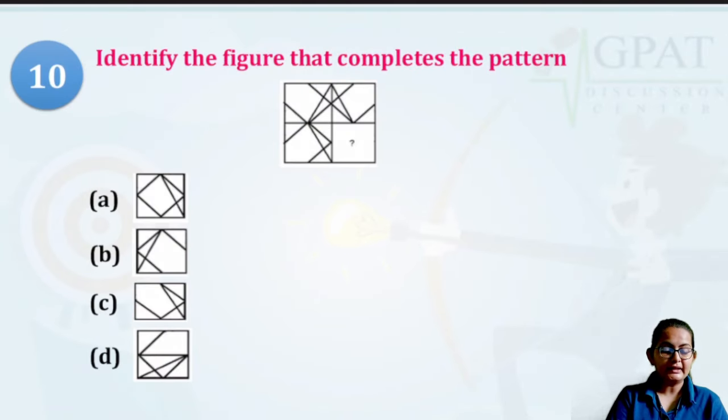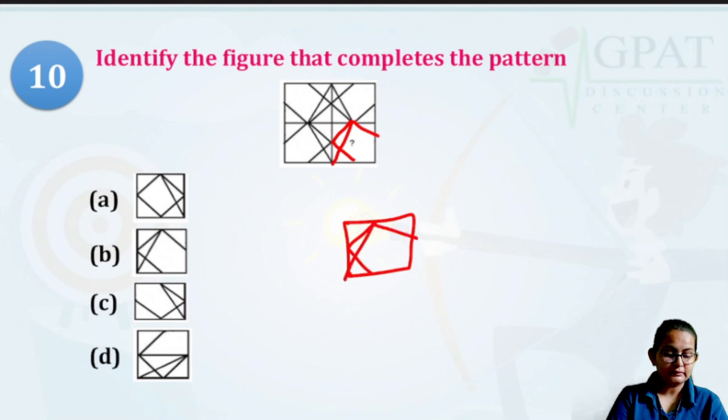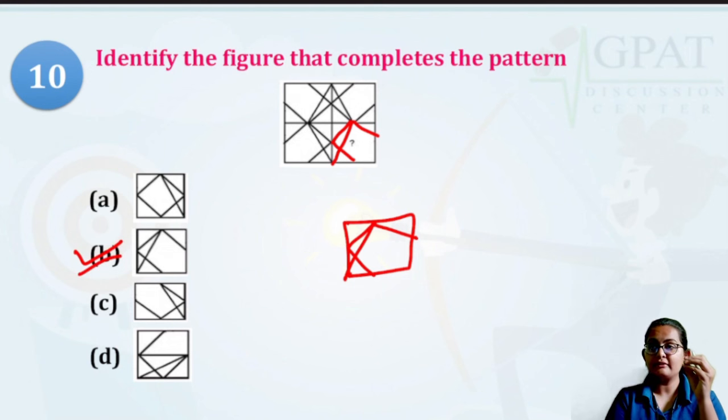Then identify the figure that completes the following pattern. You have to identify the figure which completes this pattern. So I could say the figure should be like this. Let me draw it completely. This way it could be forming. So you have to find the figure which resembles this figure. You can see B is the correct answer, which is exactly the same figure we have just completed.